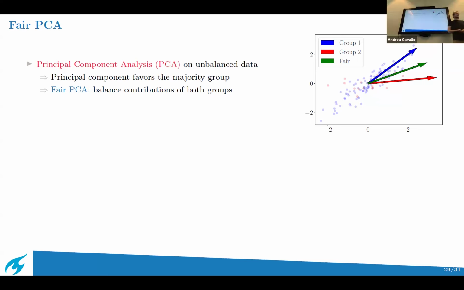But now we want to make it fair, right? So we look into the literature for fair principal component analysis, and one way to do it is you compute these two principal components separately for each group, and then you take the average, where the average doesn't depend on the number of samples of each group, right? So you get the green line. And this, you can say, it's a fair estimate of the covariance of the principal component for both groups.